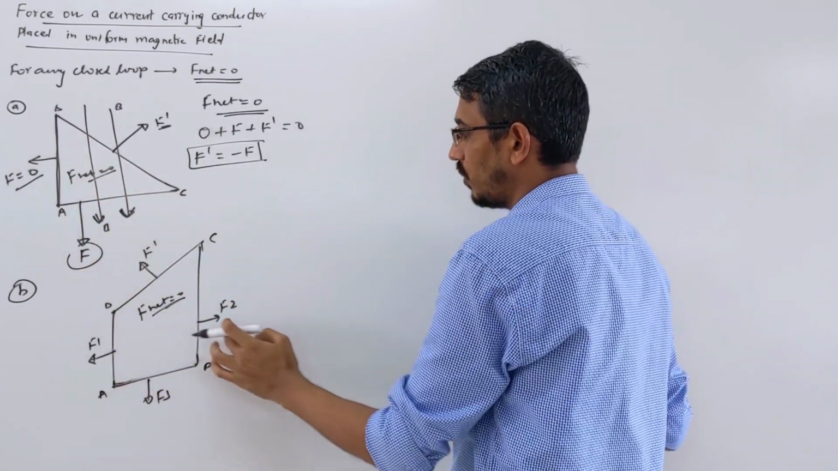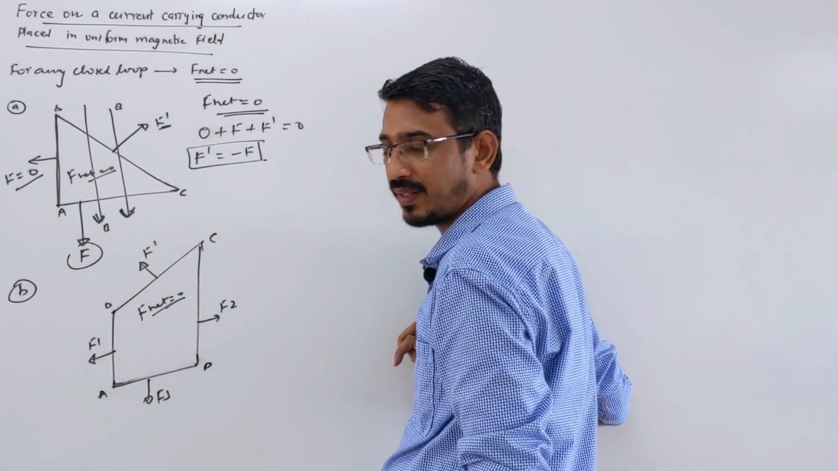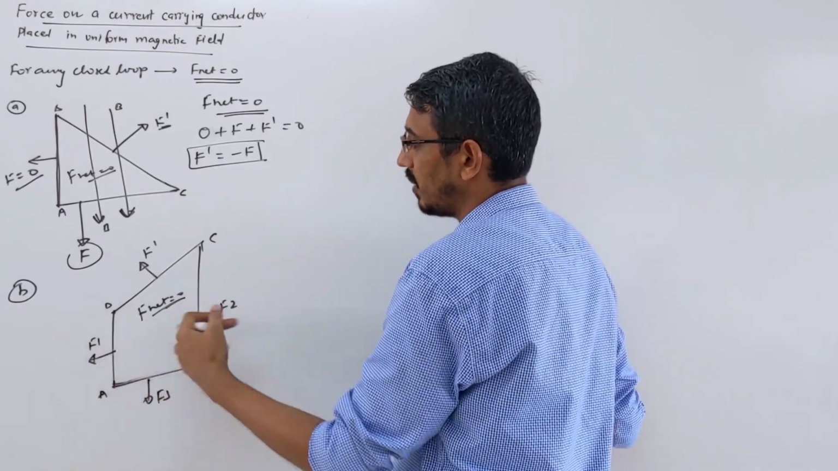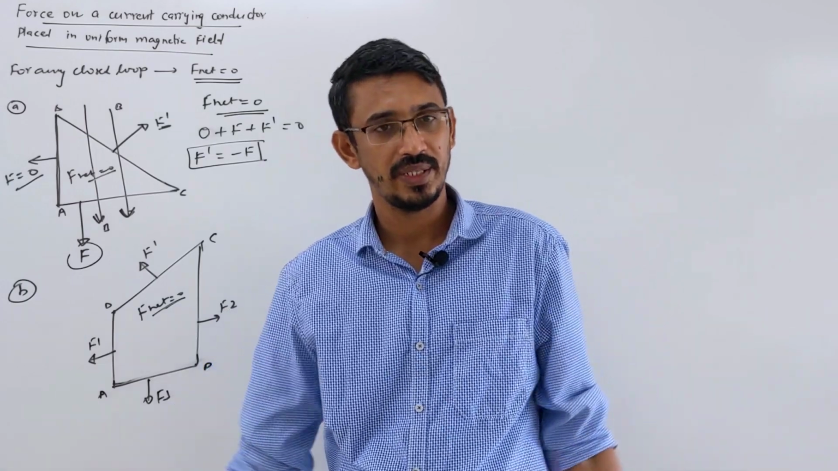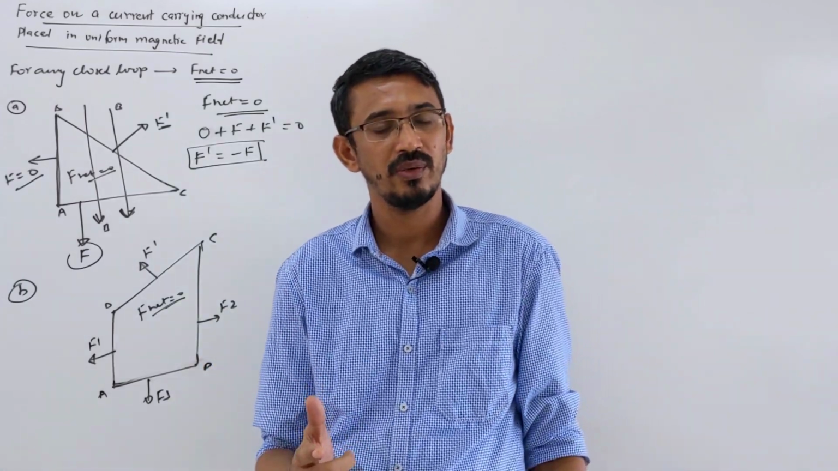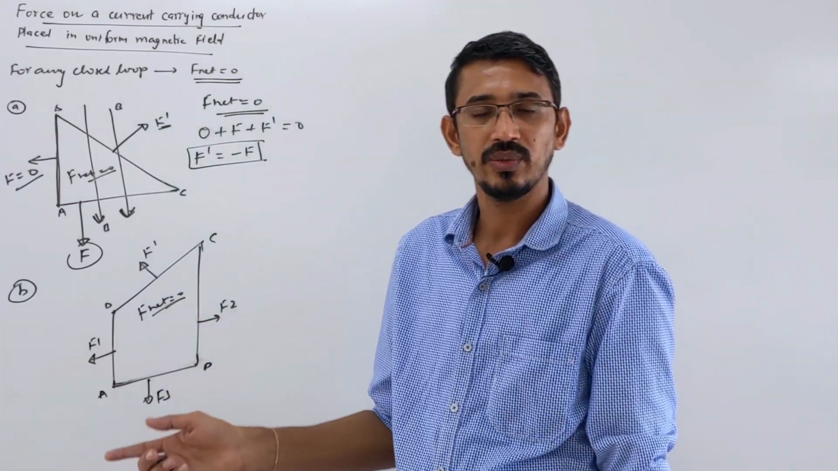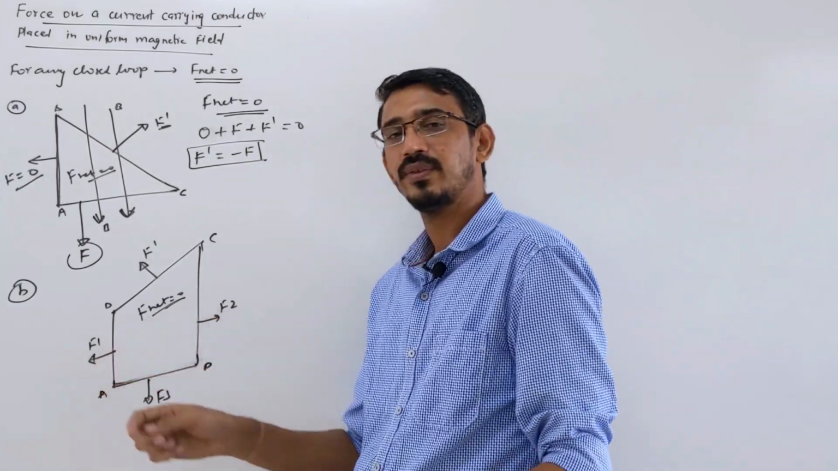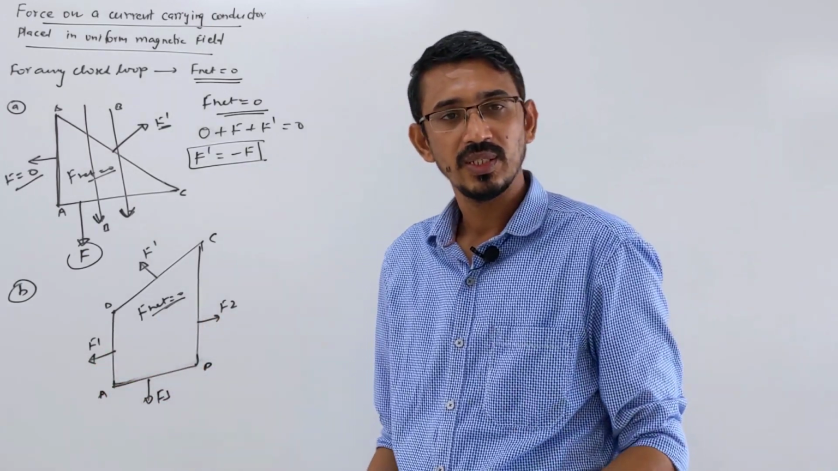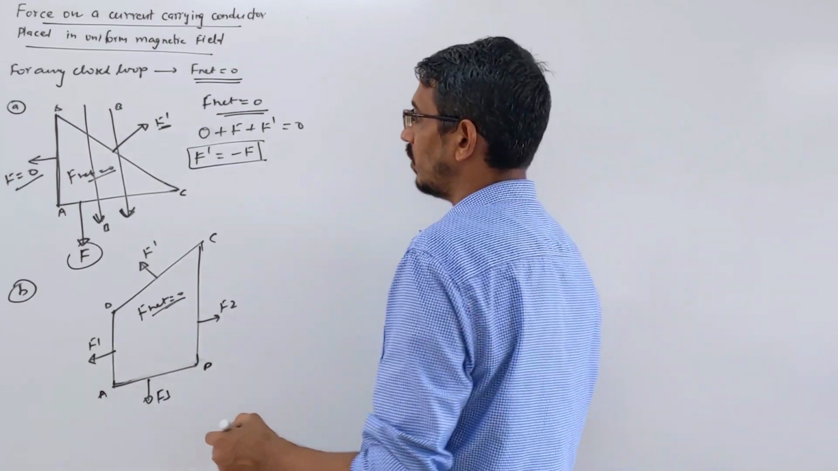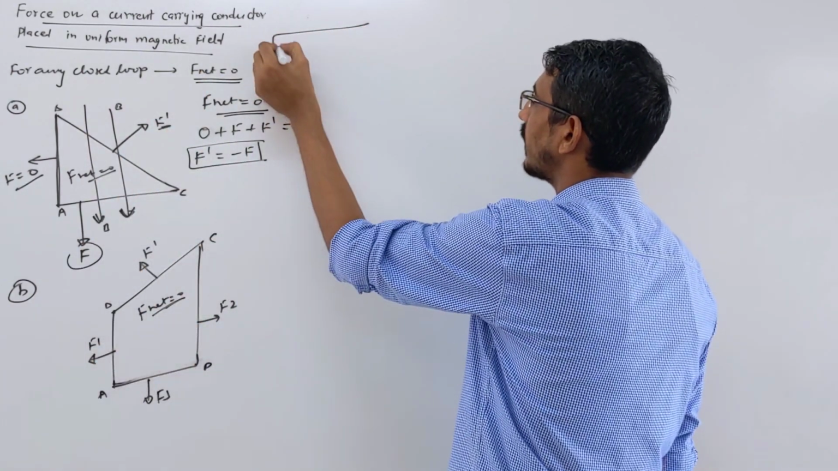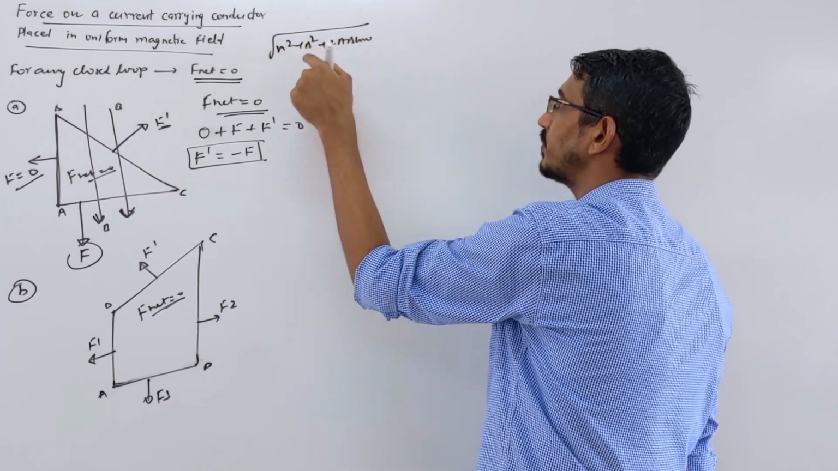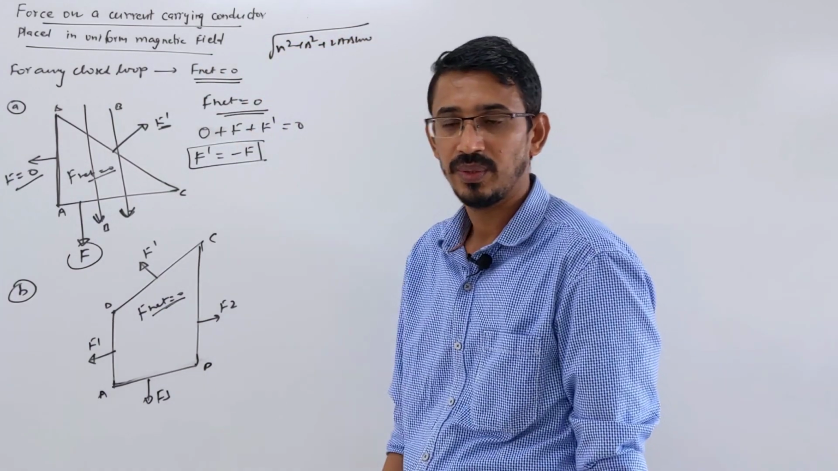So the 3 forces on 3 sides are known to us. Let's add them. First add these 2 forces, F1 and F2. They are opposite to each other, so the angle is 180 degrees. Force is a vector quantity, so you always have to add by vector rules: root of A square plus B square plus 2AB cos theta. Hope you remember this shortcut. Any 2 vectors you want to add, you have this rule.